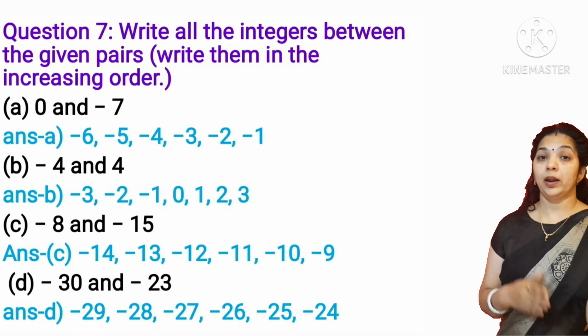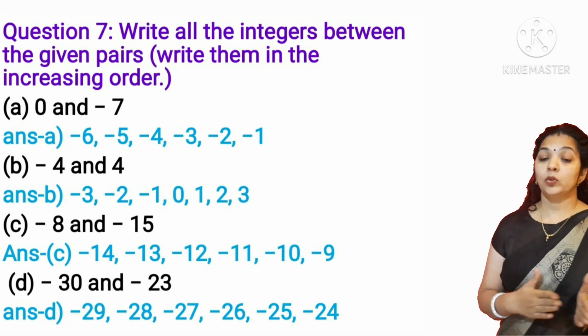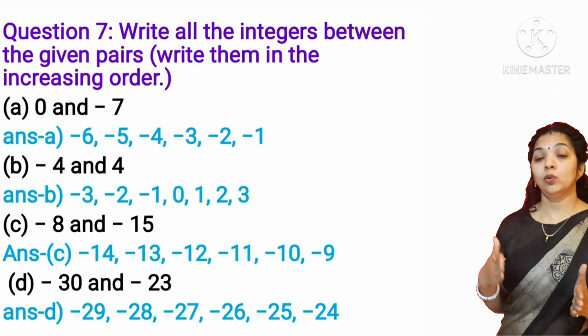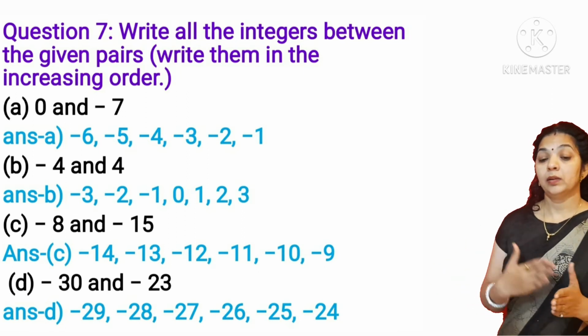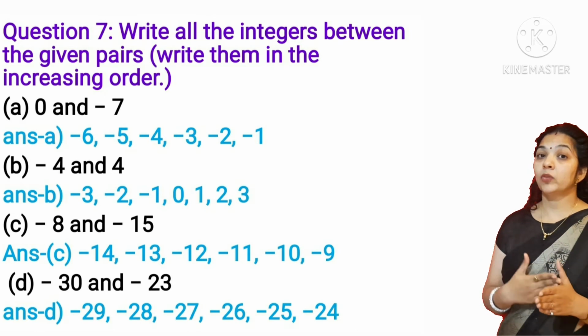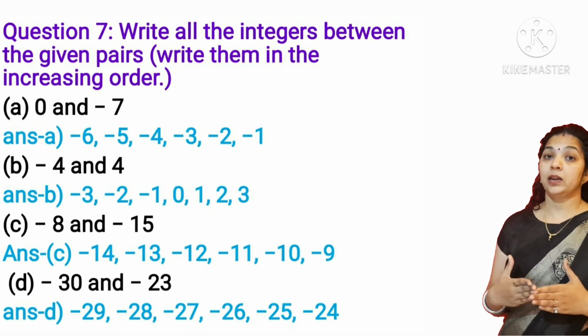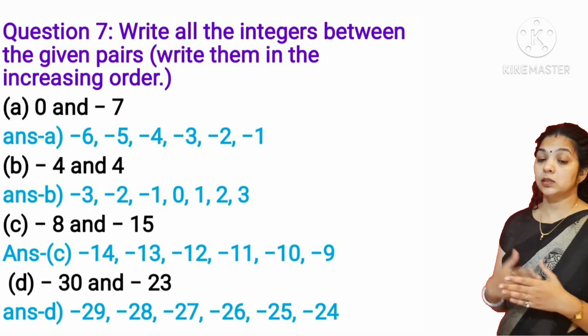Similarly, minus 4 and 4. The numbers between minus 4 and 4 are minus 3, minus 2, minus 1, 0, 1, 2 and 3. Minus 8 and minus 15: minus 14, minus 13, minus 12, minus 11, minus 10, minus 9, and these are the numbers.